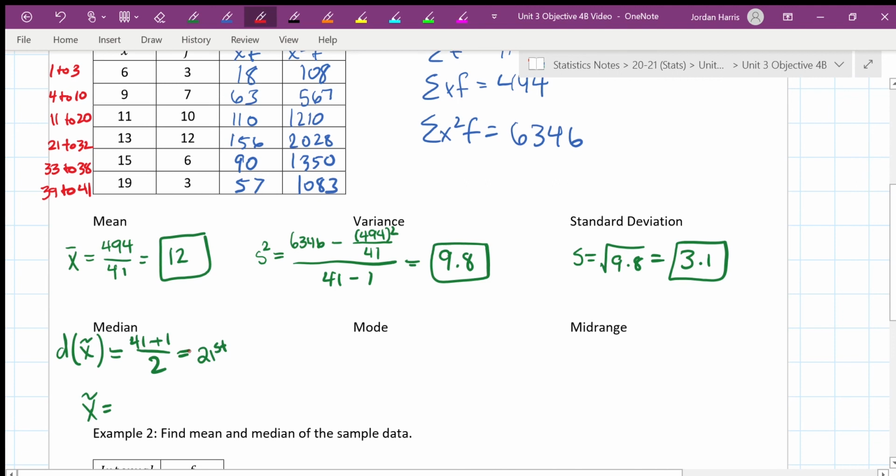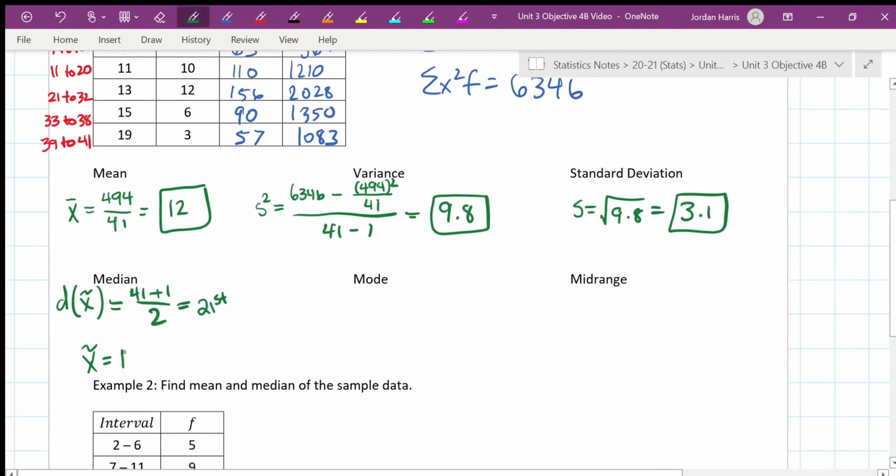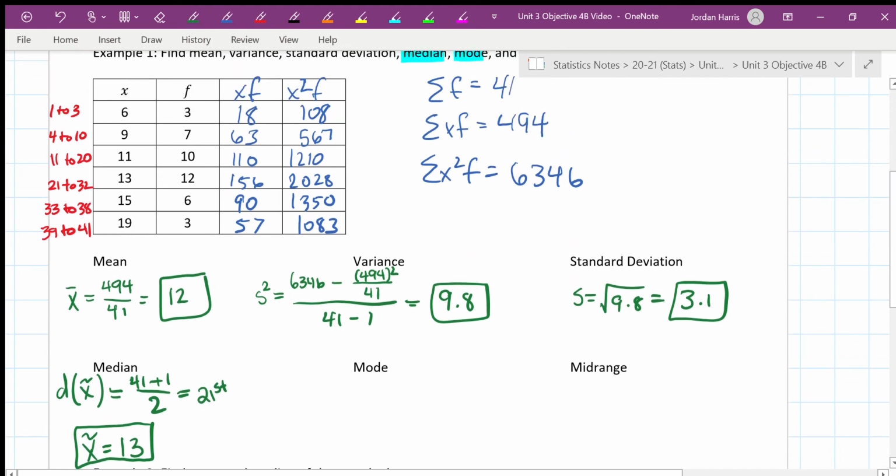So we want the 21st number. We've got to find the 21st number. The 21st number is in the 13s. So 13 is my median because that is the 21st number. That's tough for a lot of people to understand because they just want to use these data points. But you've got to remember the list of the data is actually how many are included. So the frequency matters for that.